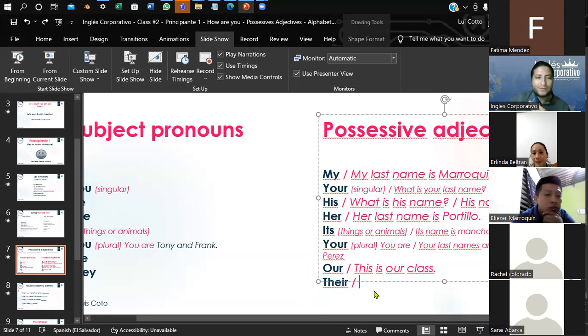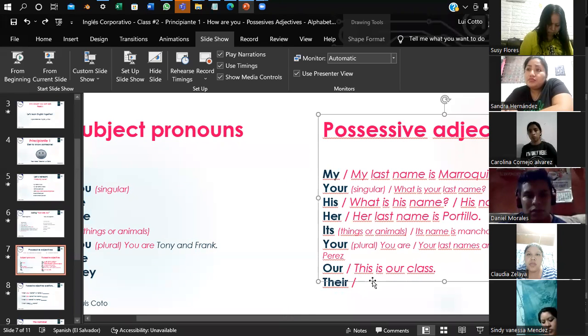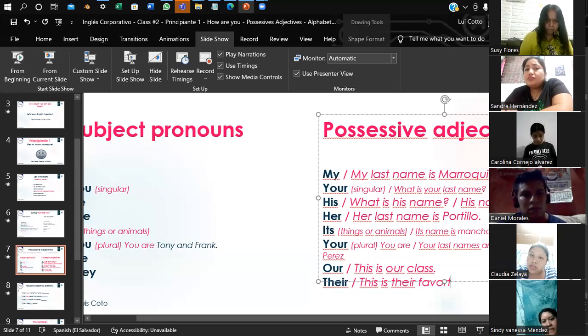And their. Ellos. Correct. One example. Give me one example. You can try to give. Mío. This is their. Favorite color. Okay, correct. Okay, good example. Favorite color. What is the meaning of that? ¿Qué significa? What is the meaning of that?